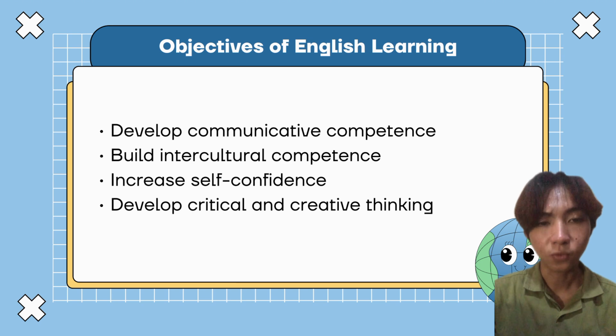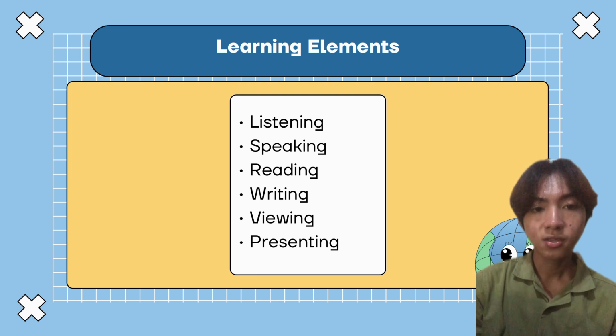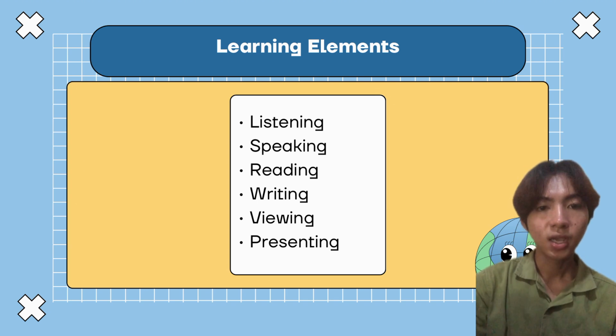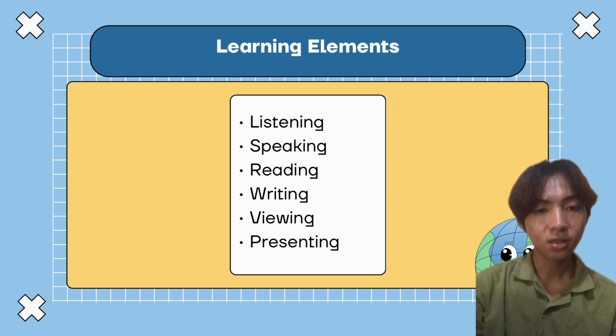life and global interaction. English learning in Phase E consists of six elements. The first element is listening. Students learn to understand spoken English and identify important information. The second element is speaking. Students practice expressing their ideas, opinions, and feelings clearly.